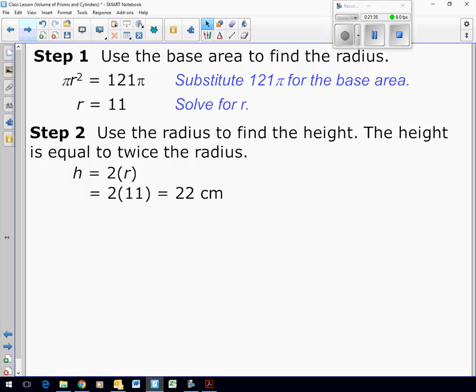Here's what we did, right? We took pi times radius squared, set it equal to 121 pi, divided both sides by pi, took the square root of both sides to get 11. Since the height is twice the radius, to find the height, we did 2 times 11.